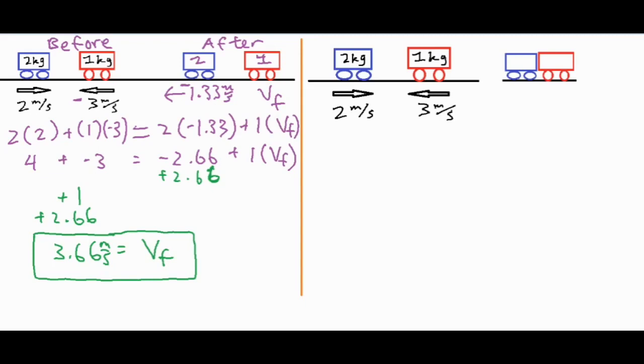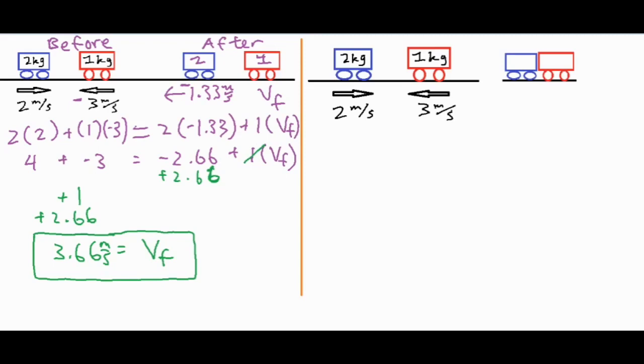As I said, I just found the product of the mass times velocity for each one of them. I did 4 plus -3 to get positive 1. Total momentum is 1 for the entire system. This one is negative 2.66, so I added 2.66 to both sides. And then this is just 1 VF, so the 1 basically drops out. It's not really that significant mathematically. And then we get a final velocity of 3.66.